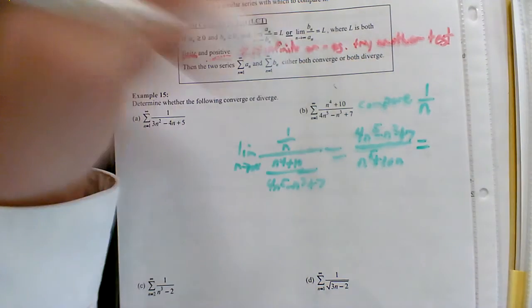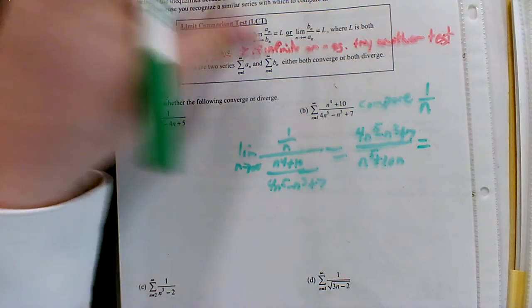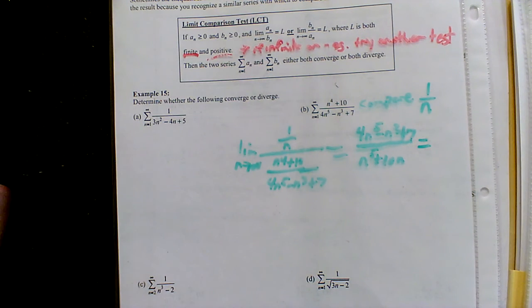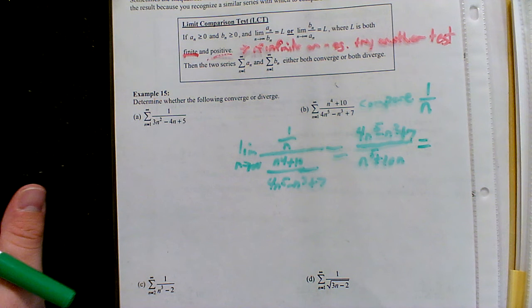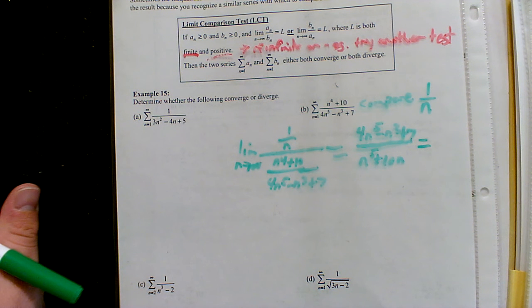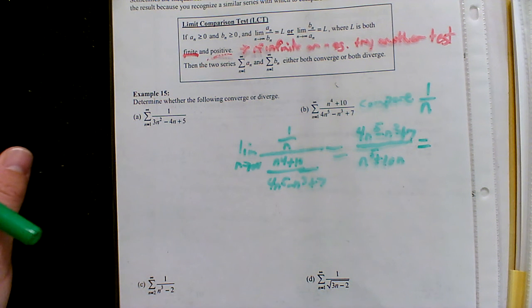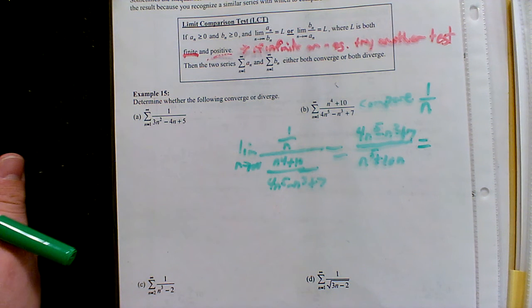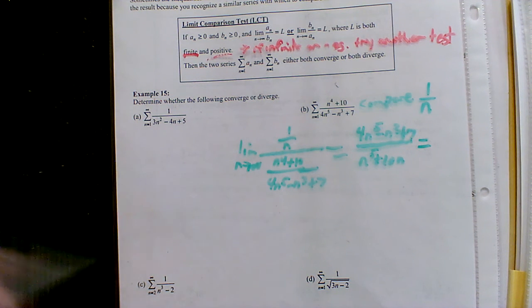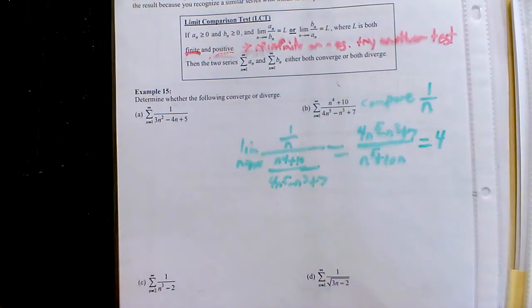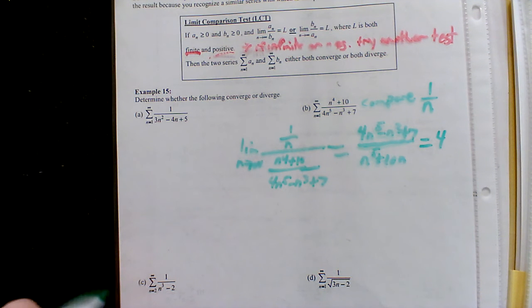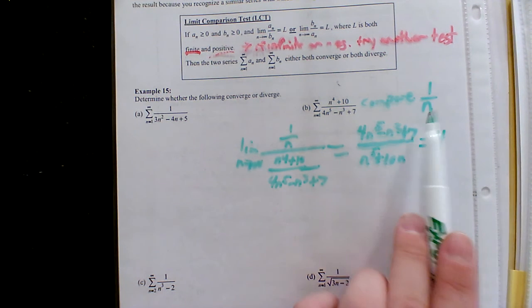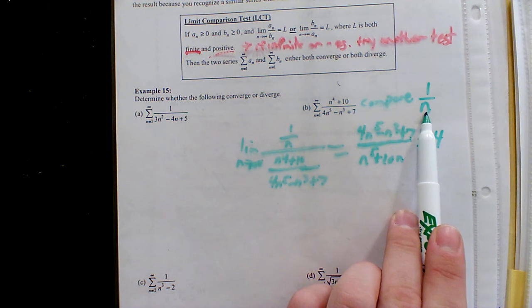Now, what do we notice about the powers on top and bottom? Okay, so we know the powers are equal there. So if we take the limit as n approaches infinity, we get what? 4. Again, that's finite and positive. So now that tells us we can use the test. It's finite and positive.